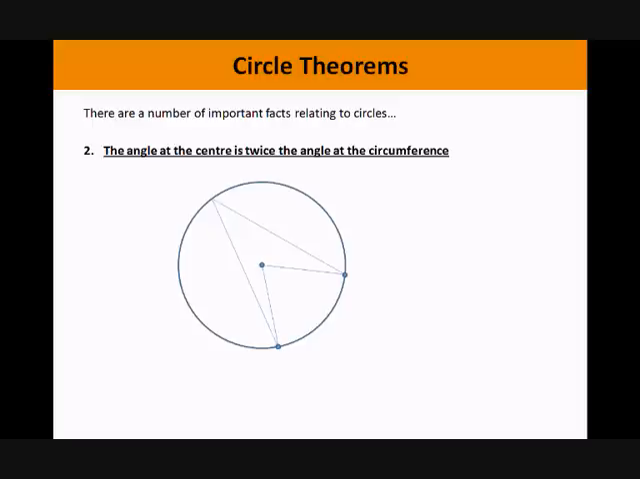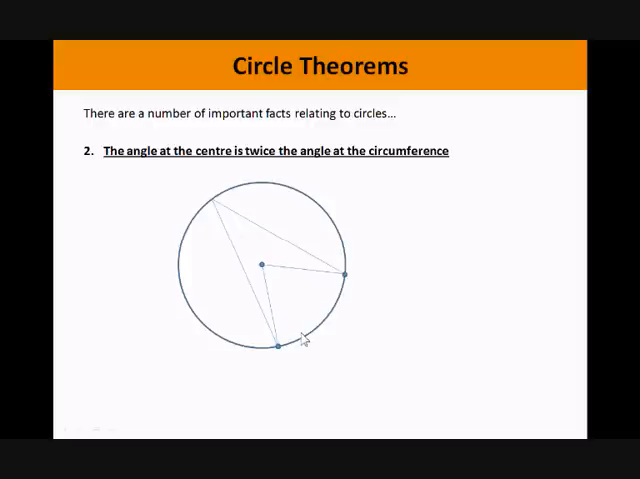Okay, here's the second one. The angle at the center is twice the angle at the circumference. What that means is, if you take 2 points on the edge, like these two here that I'm pointing to, and then you join them up at the center, then they make an angle here at the center, and then you join them up again from the 2 points to another point on the other side, at the circumference, in other words, the edge of the circle, then that angle in the middle is twice as big as this angle on the edge, the angle at the circumference.